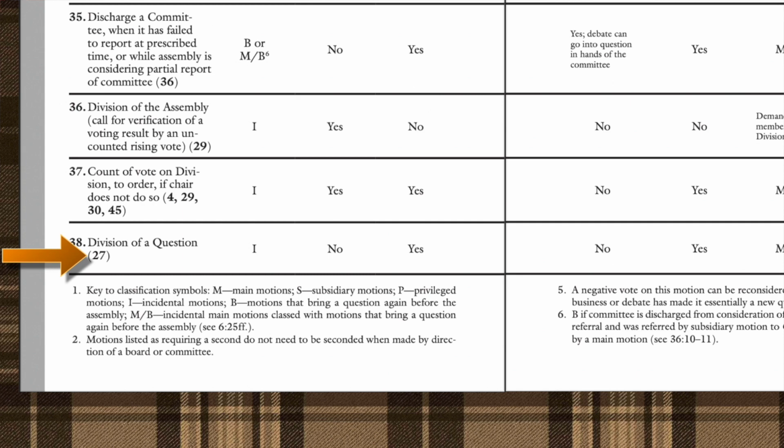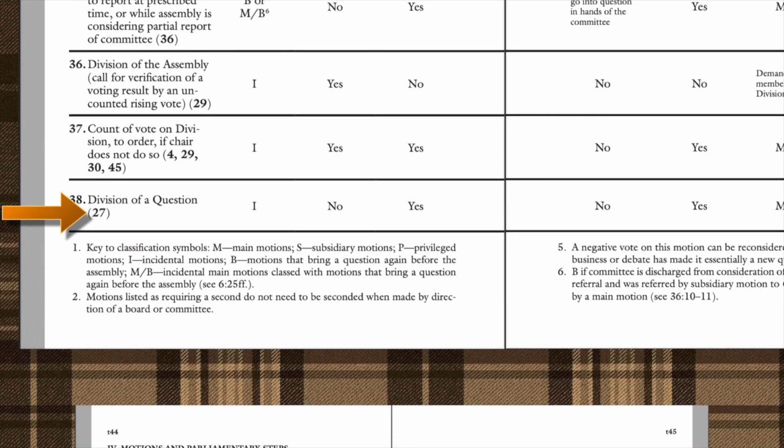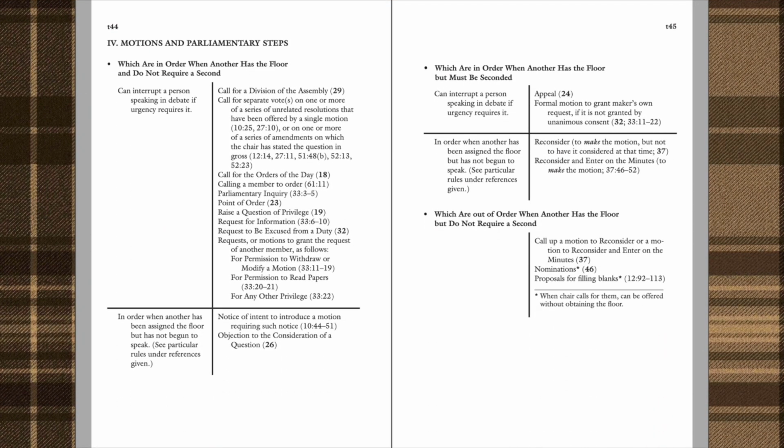These tinted pages are a great tool to know how to use, and they work wonderfully for quick reference inside a meeting. You will also notice that the entry shows a parenthetical number in bold, and that number represents the pertinent section number or section numbers in Robert's Rules of Order, where you can find additional information on the motion. In this case, we see that section 27 is where we would go to learn more about the motion division of a question.